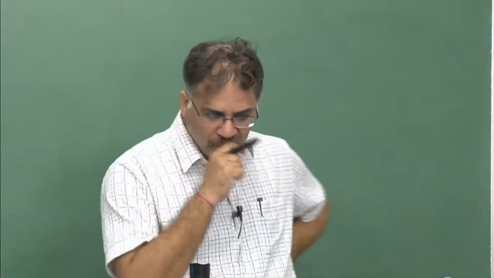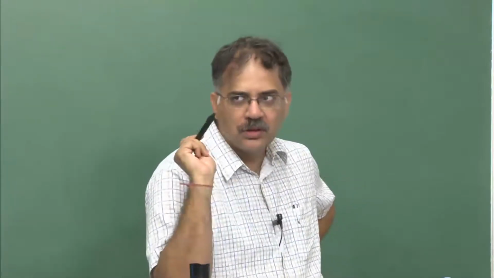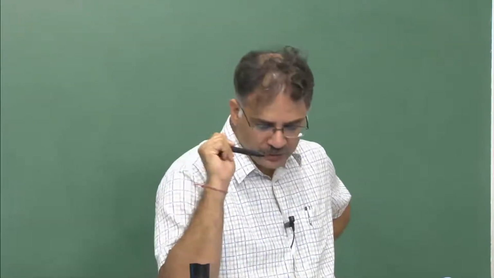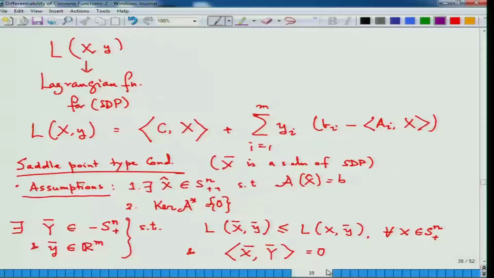Let us recall what we had said in the last class. We had constructed the Lagrangian of the semi definite programming problem SDP, and then we proved that if the following two assumptions 1 and 2 are satisfied, that x hat is in Sn plus plus and kernel of A star is equal to 0, then there would be a y bar element of minus Sn plus or an s bar element of Sn plus such that this thing holds.